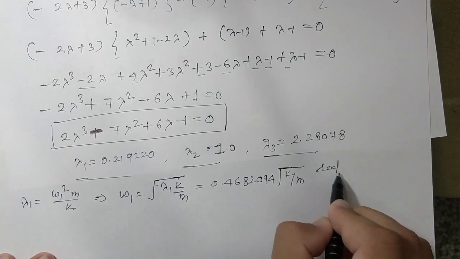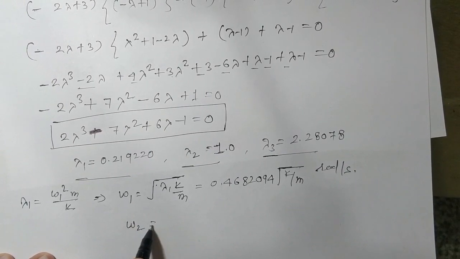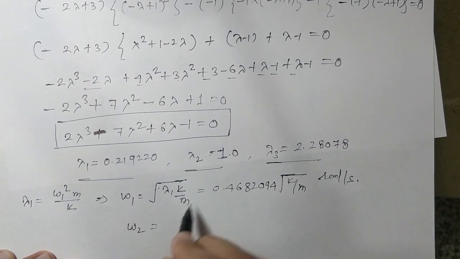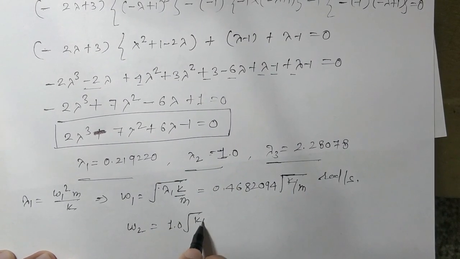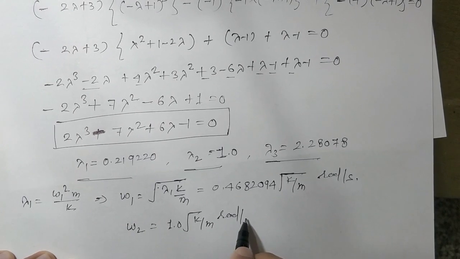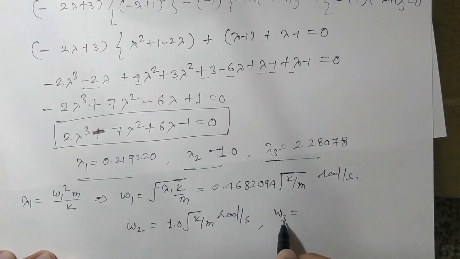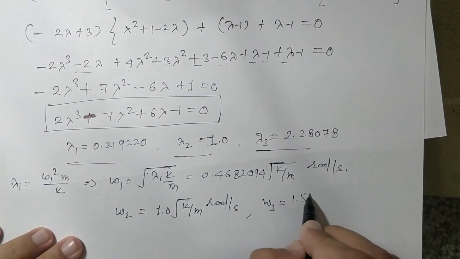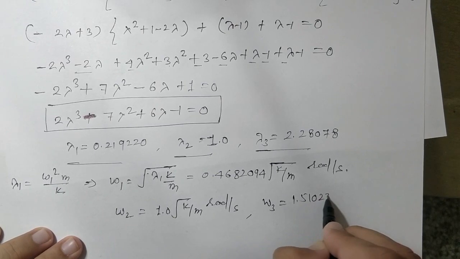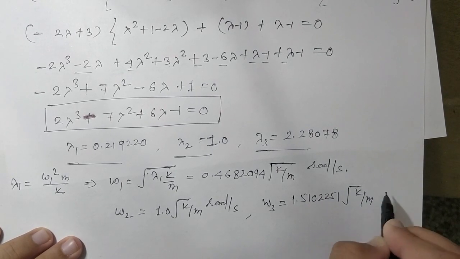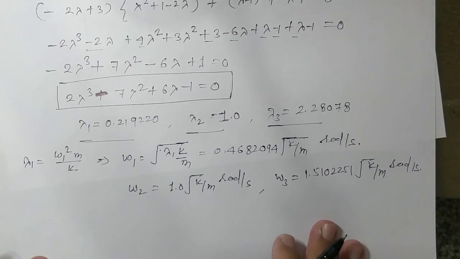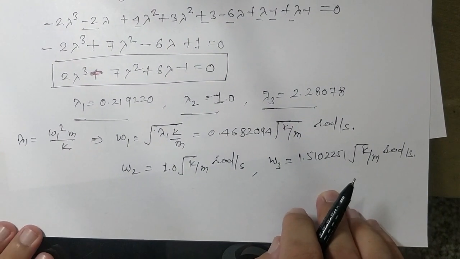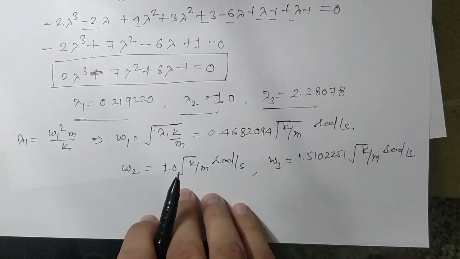This is in radian per second. Similarly, we can find the value of omega 2 using the value of lambda 2, and that becomes 1 under root k by m radian per second. And similarly, omega 3 using the value of lambda 3 is 1.510221 under root k by m radian per second. So now we have found the values of natural frequencies. The next step is to find the eigenvectors or mode shapes.